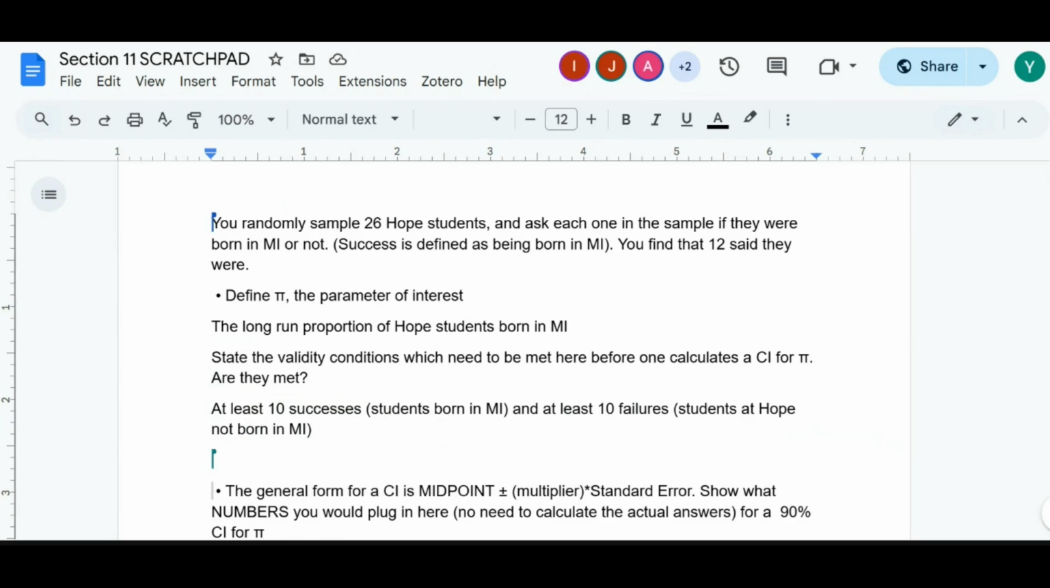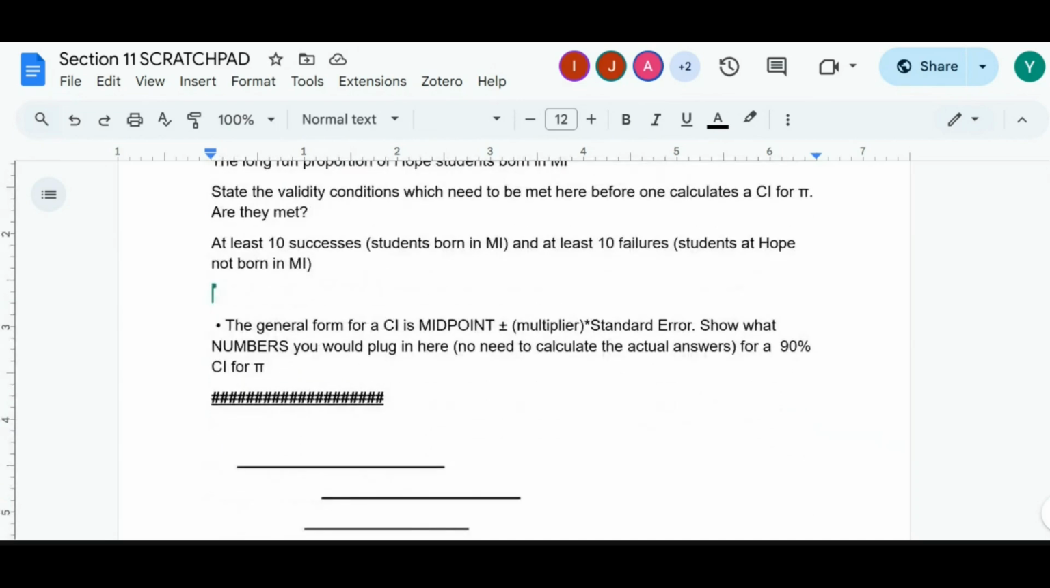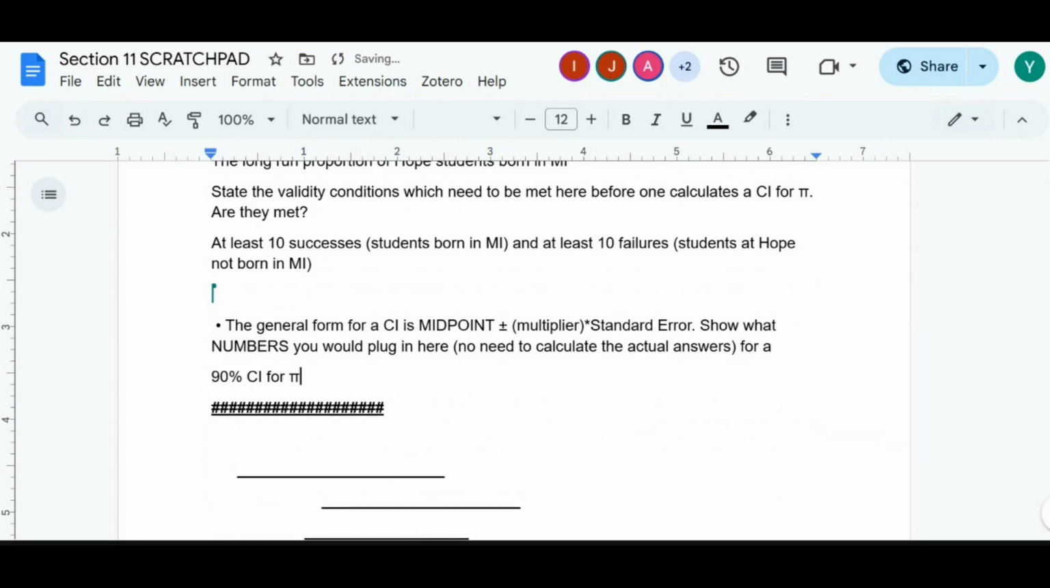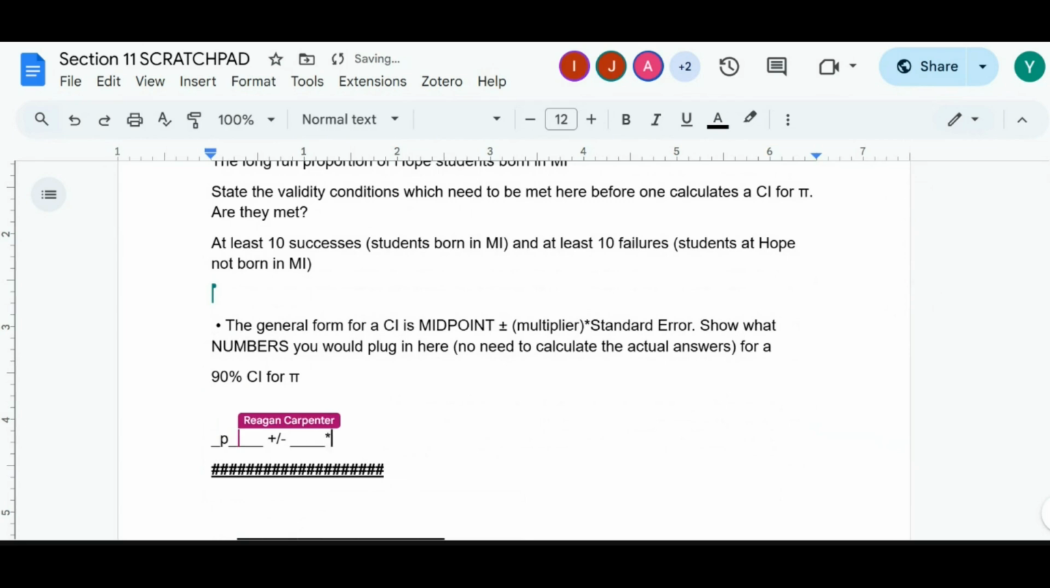So let's move on. The general form for a CI is midpoint plus minus multiplier times standard error. Show what numbers you would plug in here to get a 90% confidence interval. Can you try that? I want you to give it to me this way. Can you give it to me generically first? Using symbols. Don't give me numbers yet. Give me a formula, basically. That's right. What belongs in the center of a confidence interval for pi is p hat.